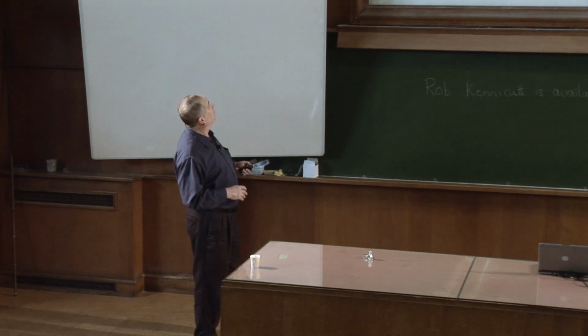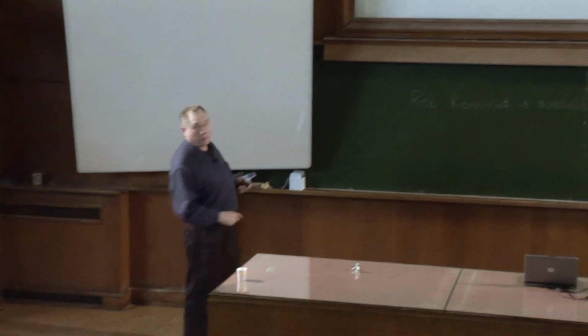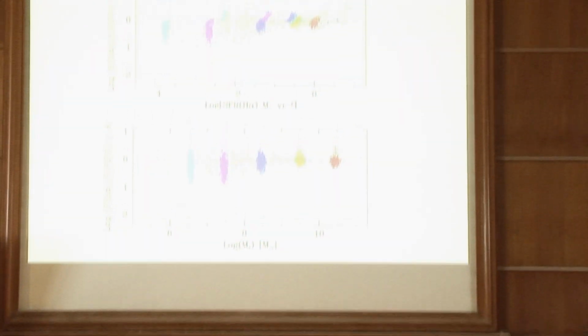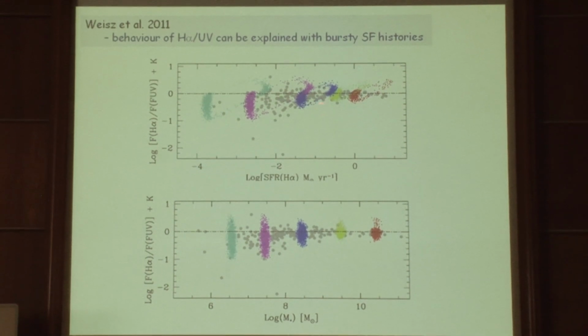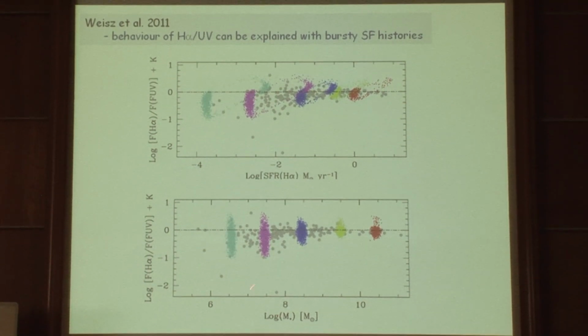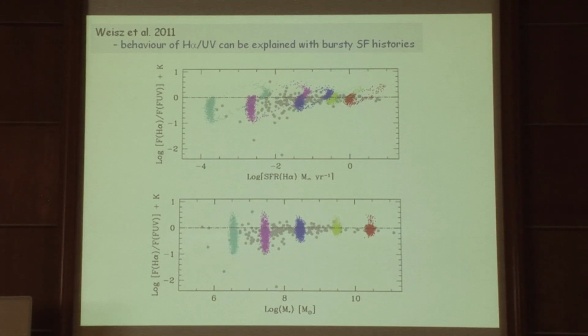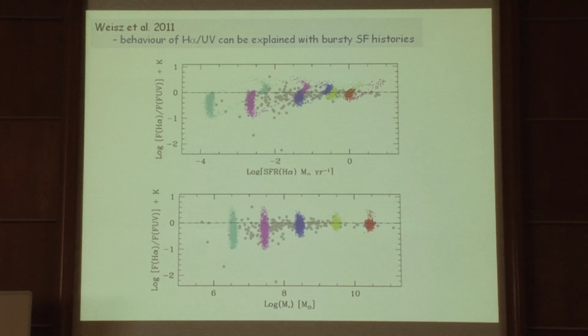More recently, this is from a paper about to be submitted, which involves Dan Weisz and Ben Johnson primarily, that I'm involved with as well. This question of the behavior of the H-alpha and UV star formation rates in the dwarf galaxies has been reinvestigated, and with apologies to Ben for too quick an explanation, what they've done is, these are the observations by Lee again as before, and they've constructed a series of models where they drop the assumption that the star formation rate is continuous in time.